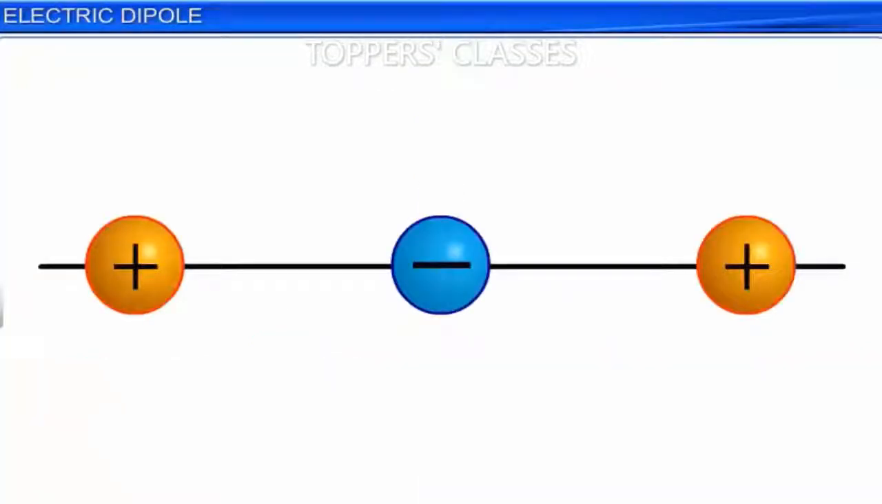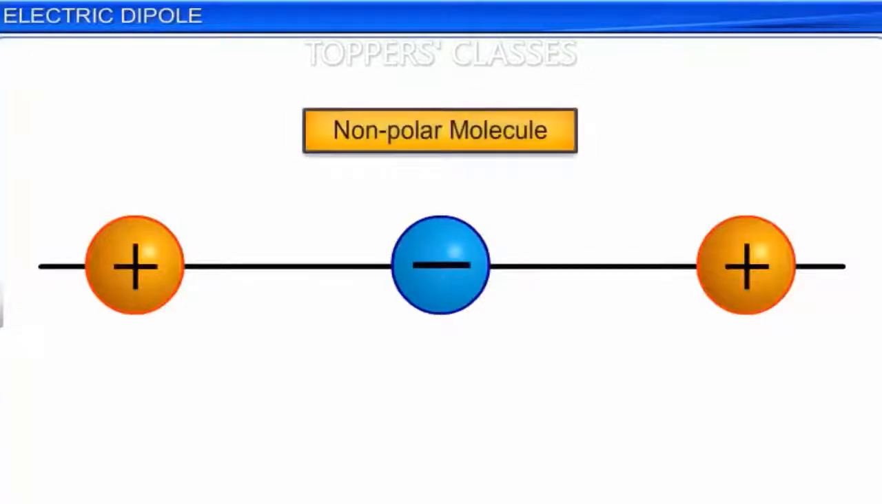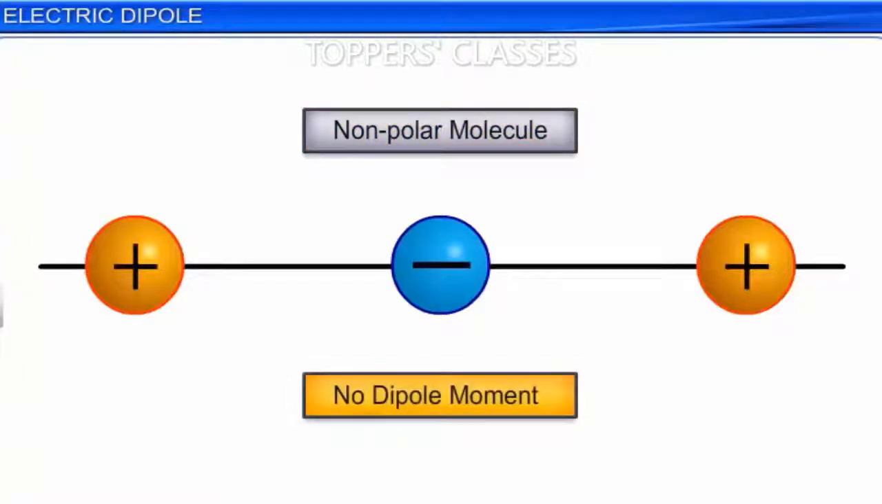Let us now look at the physical significance of a dipole. A molecule having positive and negative ions possessing charges of equal and opposite magnitudes behaves like an electric dipole. In certain molecules, known as non-polar molecules, the centers of all positive and negative charges coincide. Hence, in such molecules, there is no dipole moment set up.